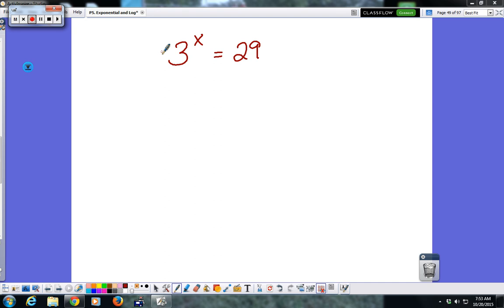This one's already cleaned up. 3 to the x power equals 29. Once you get it in this form, we're now going to change forms, because there's really nothing else you can do. You can try to move the 3 over, but again, you've got that x floating in the air, and we have no idea what to do with an x floating in the air.